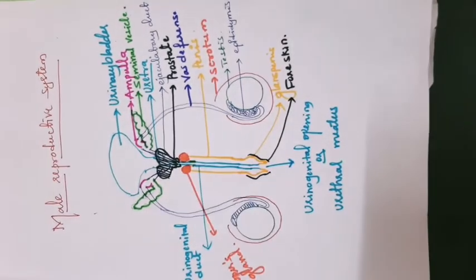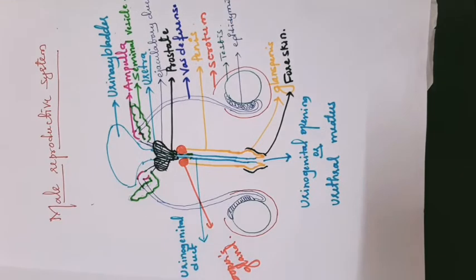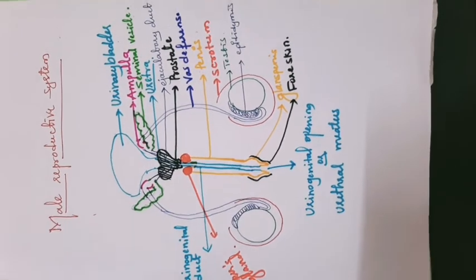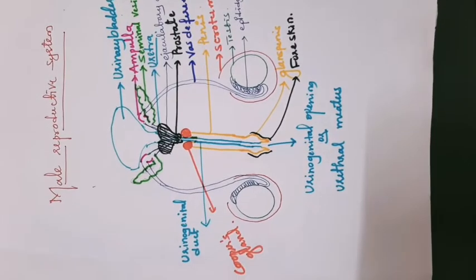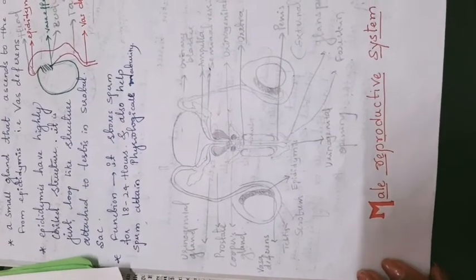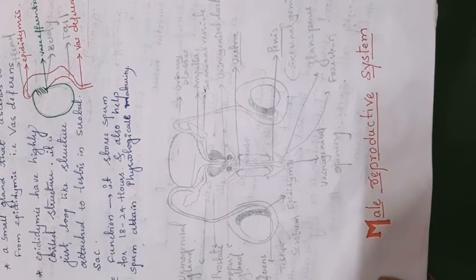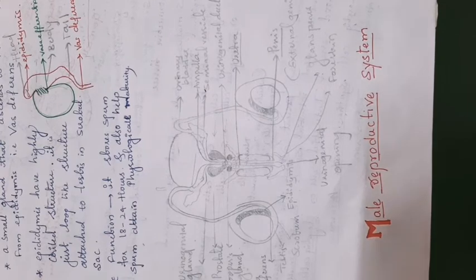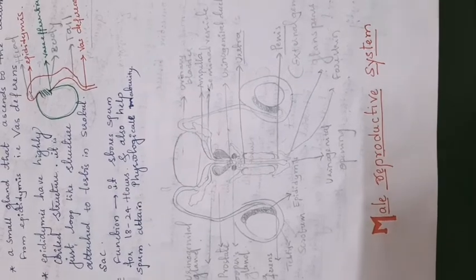This is the structure of the male reproductive system. Okay. You can see clearly here. For your clear understanding, I am using different colored pens, pencils and markers. Here, this is a pencil diagram.